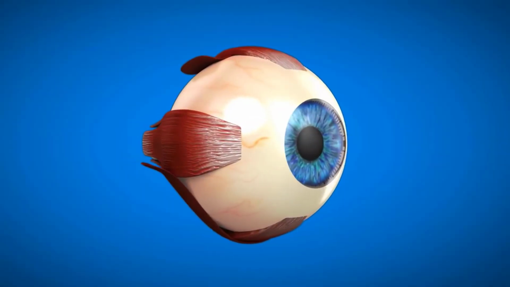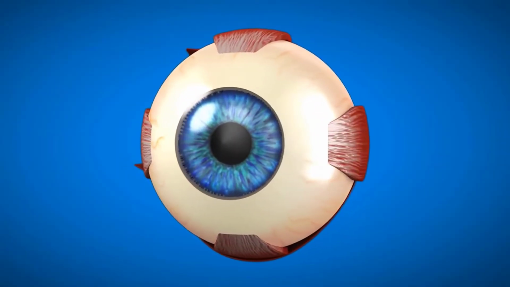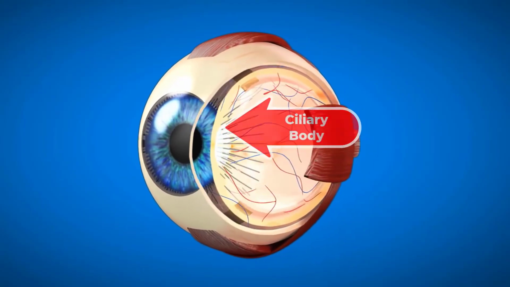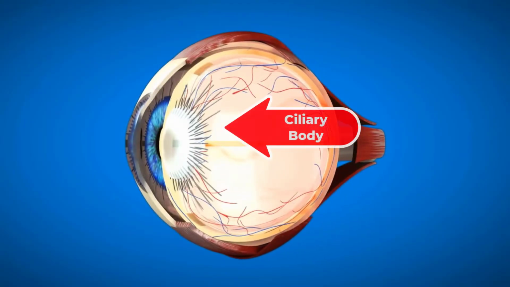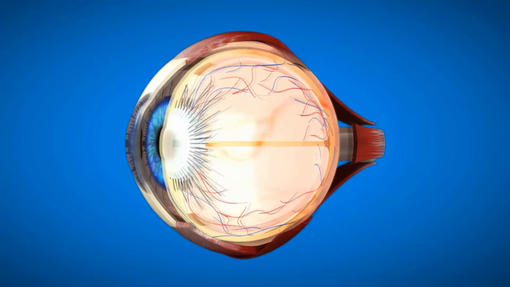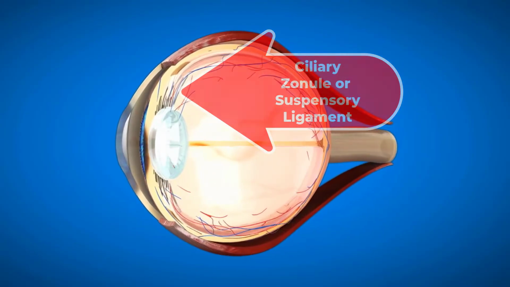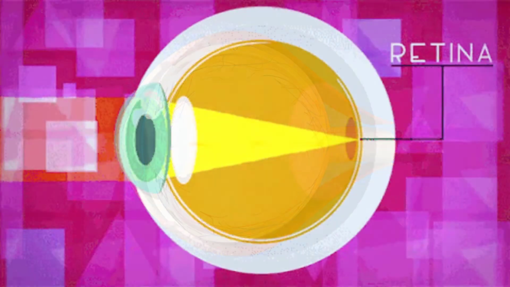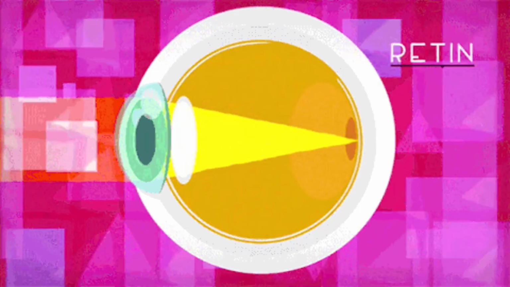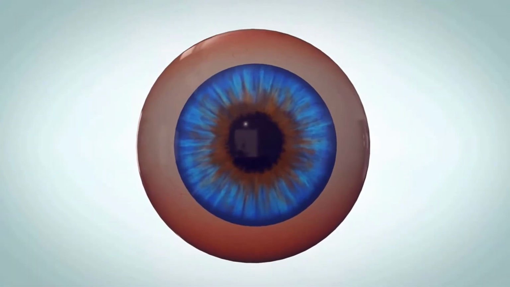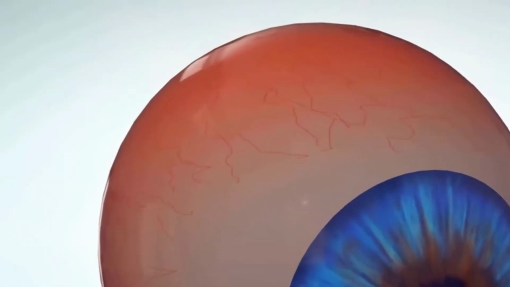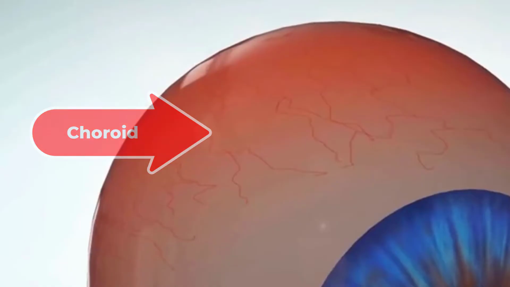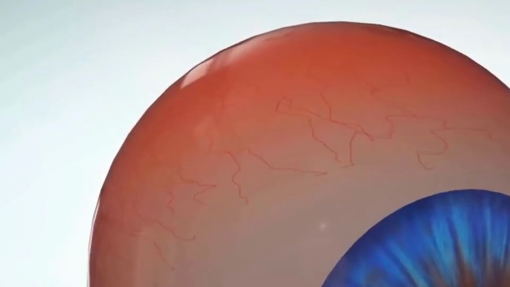The iris is attached to a ciliary body. The ciliary body consists of ciliary muscles, which are a muscular ring projecting interiorly into the eye. The ciliary zonule or suspensory ligament is the ring of fibers that attaches the lens to the ciliary processes. This adjusts the shape of the lens to focus the image onto the retina. The choroid is a vascular layer within an extensive capillary network that delivers oxygen and nutrients to the retina.